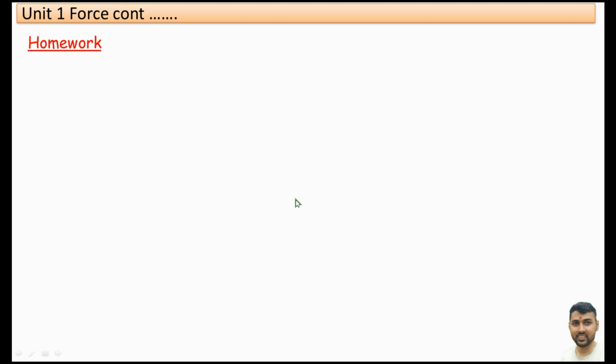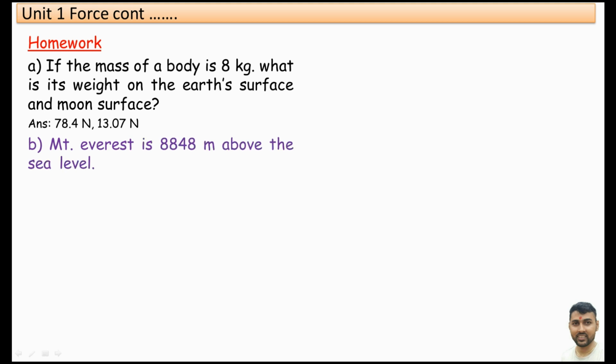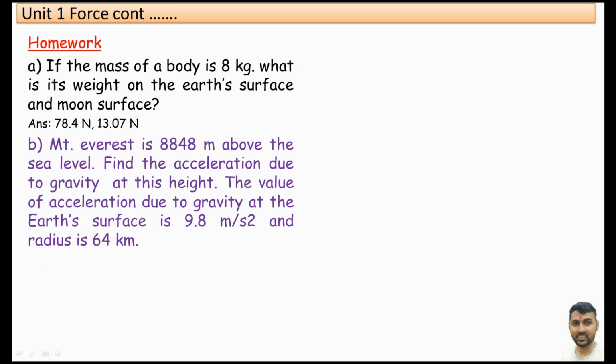Okay, now write down some homework. A number: if the mass of a body is 10 kg, what is its weight on the earth's surface and the moon surface? B number: Mount Everest is 8,848 meters above the sea level. Find the acceleration due to gravity at this height. The value of acceleration due to gravity at the earth's surface is 9.8 meter per second square and the radius is 64 kilometer.